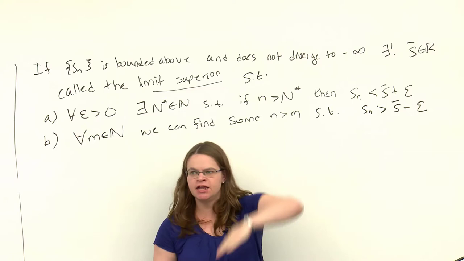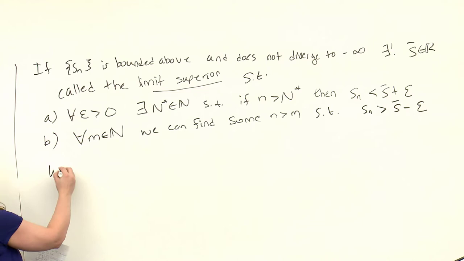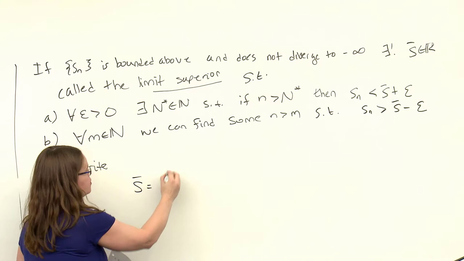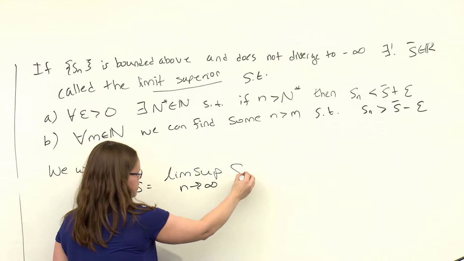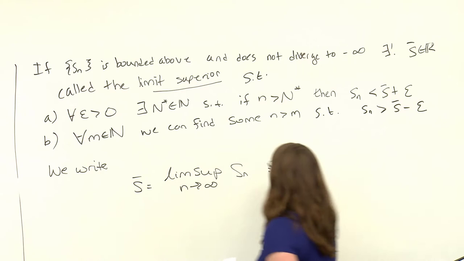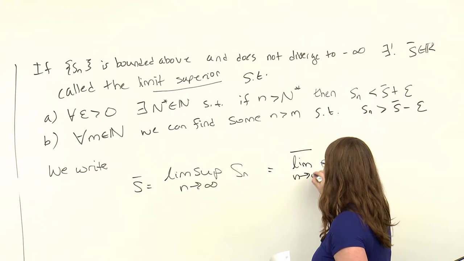Okay, and we're going to write this. N star isn't unique. N star does not have to be unique. You just have to find one N star. But any N beyond that point, it's got to work. So we're going to write it like this. We're going to write it as S bar is the lim sup as n goes to infinity of S_n. Or sometimes some books will write the limit with an over bar as n goes to infinity of S_n. I can't remember if your book does this or not. I think this maybe is more standard.